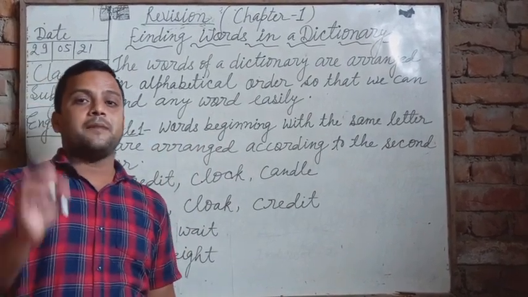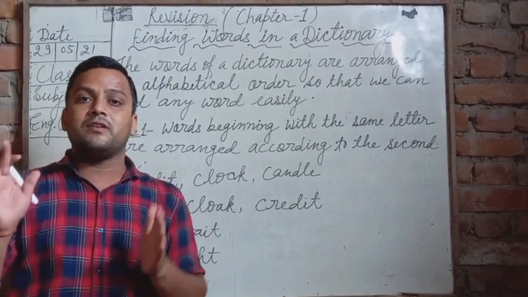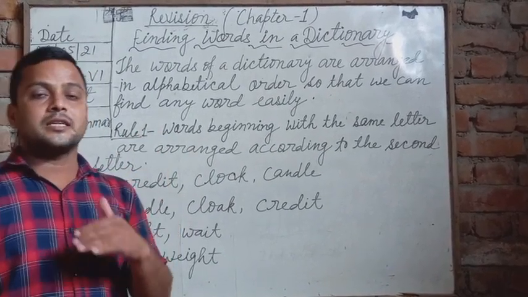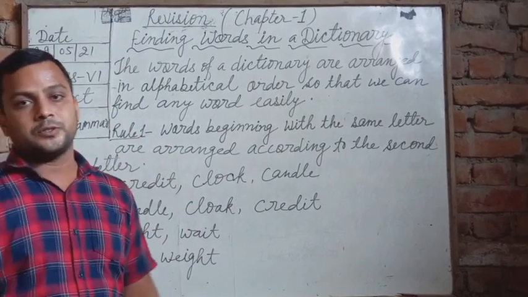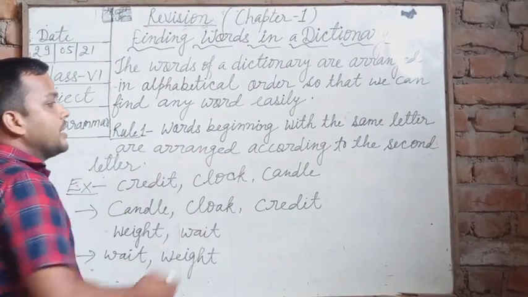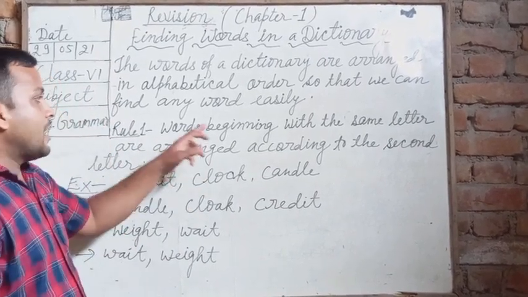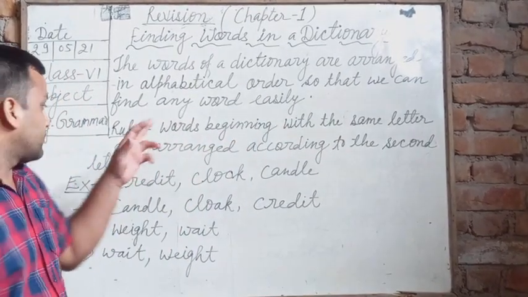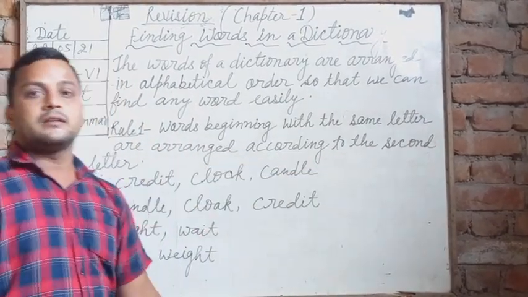So students, in this chapter we will revise how to arrange the given words in alphabetical order. How do we arrange the given words in alphabetical order? So see the rule first. Words beginning with the same letter are arranged according to the second letter. If all the words are beginning with the same letter, then those words will be arranged according to the second letter.